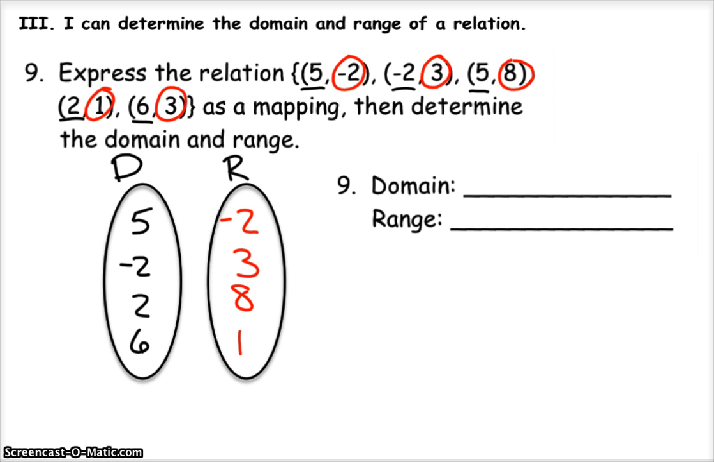The last step now is to show the relationship between those two. I'll put that in green. So we have our 5 that goes to -2. So I'm going to draw an arrow, -2. -2 goes to 3.